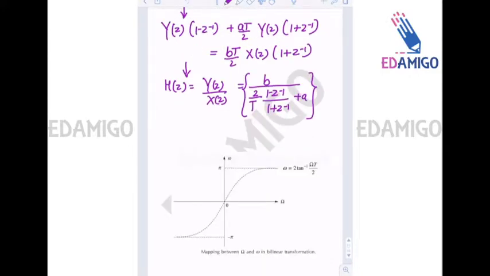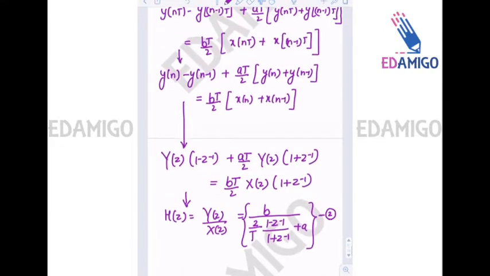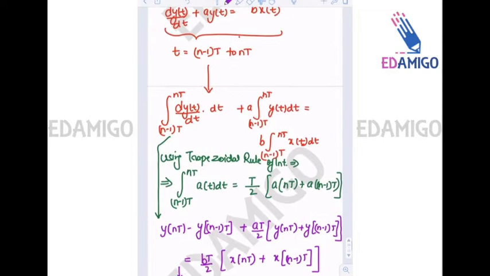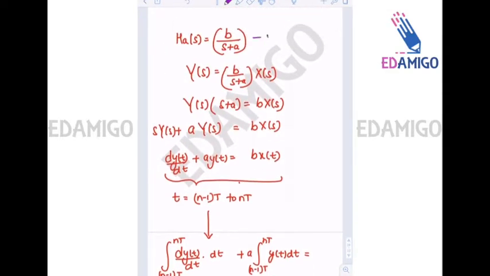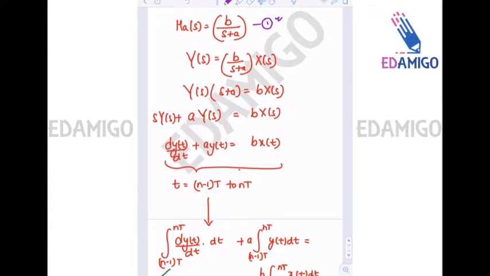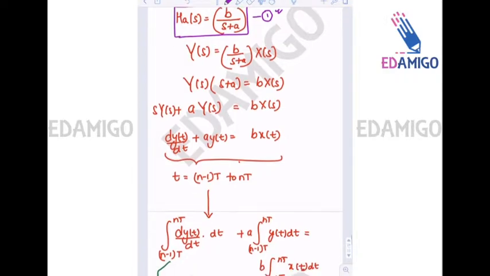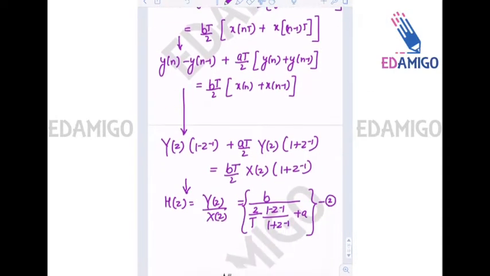Now if we compare the equation, let us say this is equation number 2, and the system which we had written in the starting is system number 1. So this is equation number 1 and equation number 2. Now this is the analog system in equation number 1, and in equation number 2 we have the digital filter.